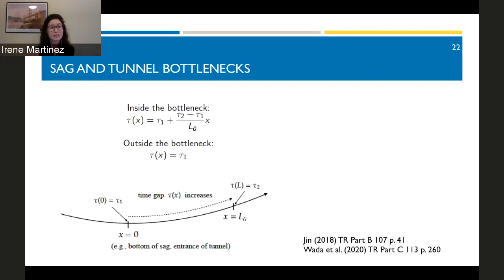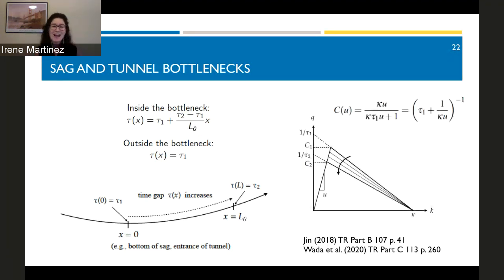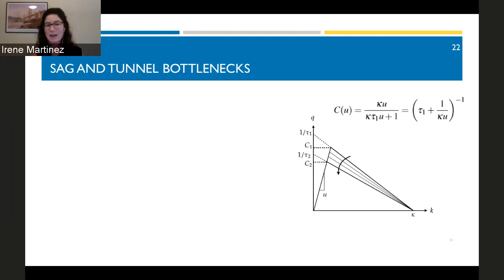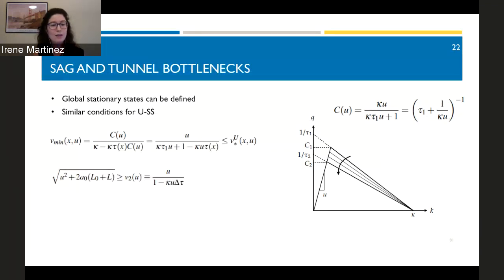This can be modeled with an increase in time gap over a certain stretch. And this has been already proposed in the past. Basically what we are doing by increasing this time gap is lowering the congested branch of the fundamental diagram, generating a reduced capacity. And we would proceed in the same way. We define the global stationary states. We have similar conditions to obtain the uncongested stationary state and prevent the capacity drop. There is a minimum speed, and there is a target speed V2, and then we have the optimal location. I just put the equations here in case anybody is curious or interested.